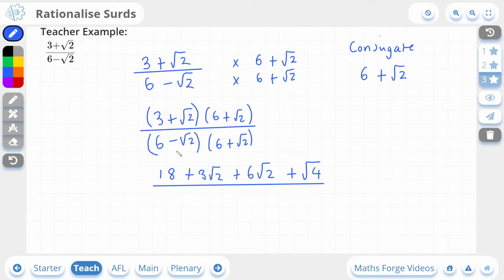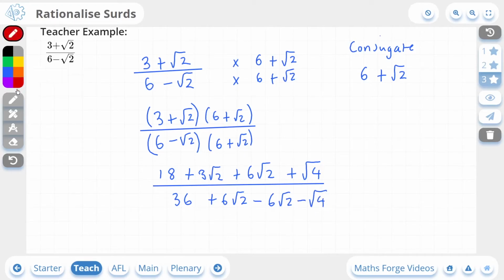Now we'll do the denominator. 6 multiplied by 6 is 36. 6 multiplied by positive root 2 is positive 6 root 2. Negative root 2 multiplied by 6 is going to be negative 6 root 2. And finally, negative root 2 multiplied by positive root 2 is negative root 4.